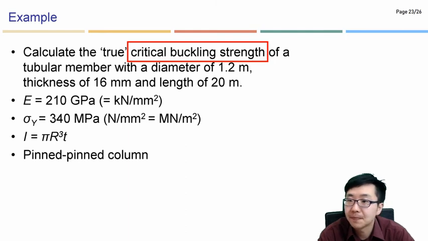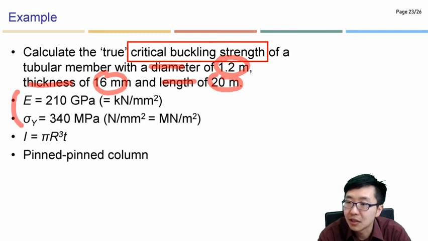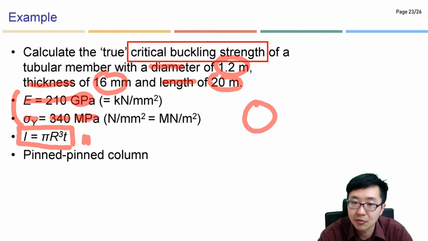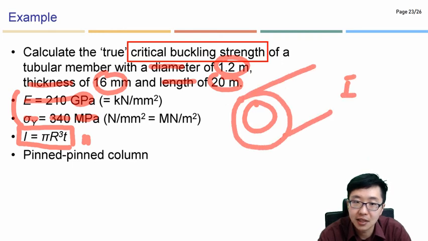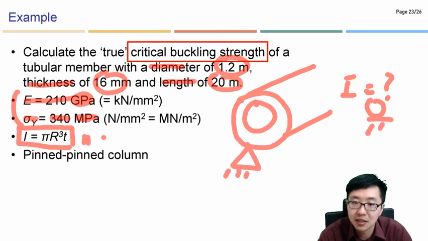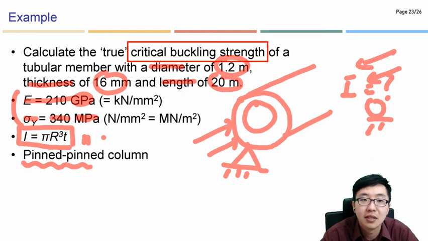So one simple example: let's say they are asking us to calculate the critical buckling strength, and the given information is here: diameter 1.2 meter, thickness 16 millimeter, length 20 meter, and the material properties here: elastic modulus in gigapascal. Please, I do believe that you are familiar with the unit, and yield strength 340 megapascal, looks like high tensile steel. Nicely they provide the formula to calculate the moment of inertia for this tubular member. It will be like this shape, and the support condition at the end is simply supported, or a pin column, subjected to axial compression.